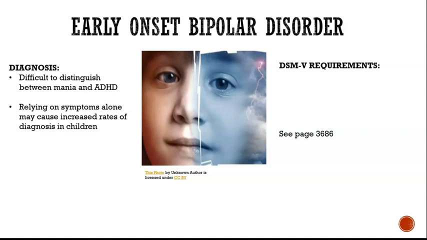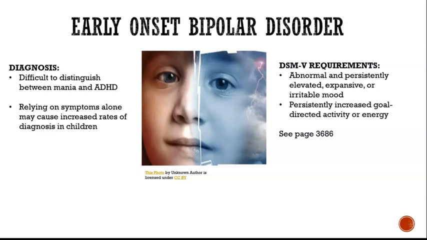The DSM-5 requirements are an abnormal and persistently elevated, expansive, or irritable mood. Those are some of the requirements for early onset bipolar disorder. They also have persistently increased goal-directed activity or energy. So this is that child that's not sleeping and they are getting things done. Man, they are painting, they are shooting basketball, they are cleaning their room, they're helping mom in the kitchen. They are like all over the place. They are here, there, everywhere, and they are not sleeping, and they are totally wired. Not just your ADHD hyperactivity wired. This is a completely different wire.